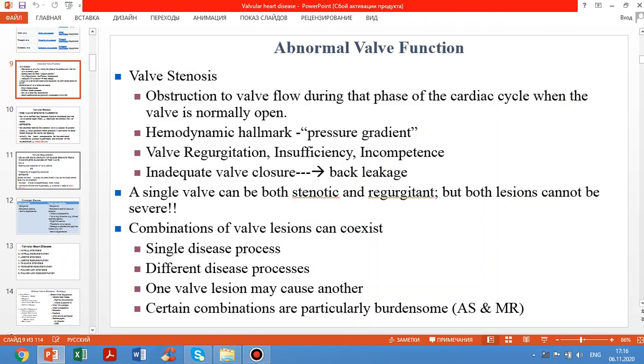Combination of valve lesions can coexist. Single disease process, different disease process. One valve lesion may cause another. Certain combinations are particularly burdensome, for example, aortic stenosis and mitral regurgitation.